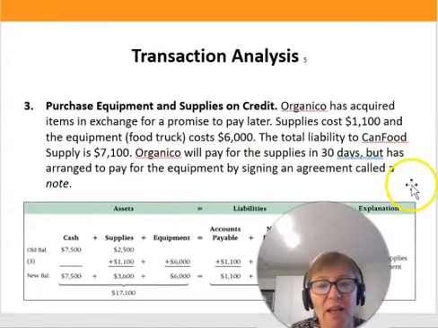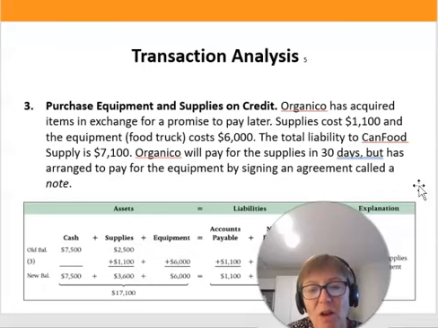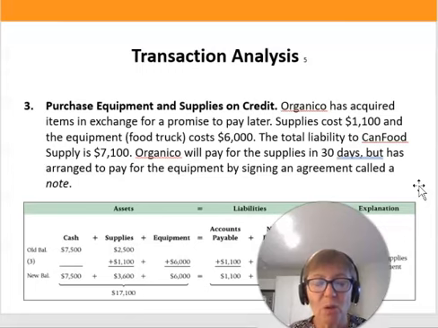Okay, so here we have supplies costing 1,100 and equipment costing 6,000. Those are two assets. We have equipment we're going to add in for 6,000, and we bought more supplies of 1,100. Add those together, and we've still got the 7,500 cash. We've got supplies now of 3,600 and equipment of 6,000, for total assets of 17,100.